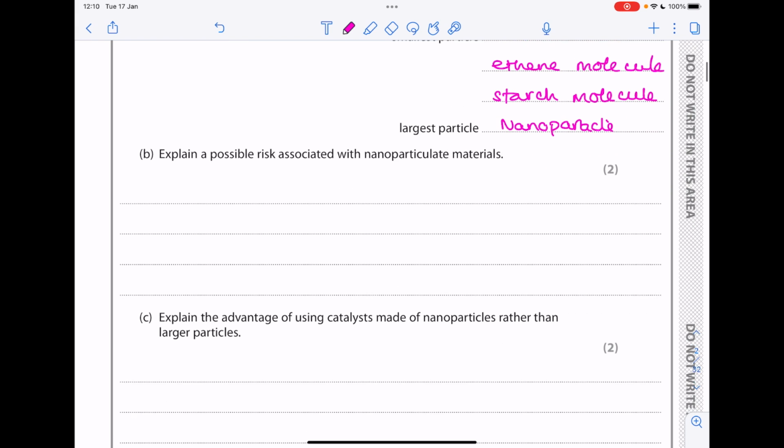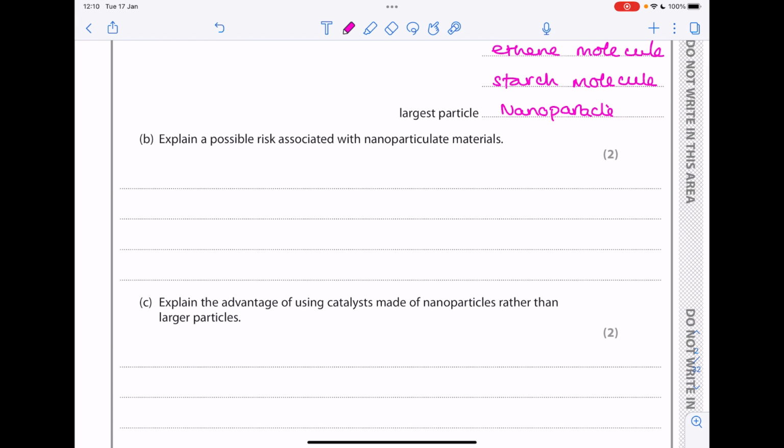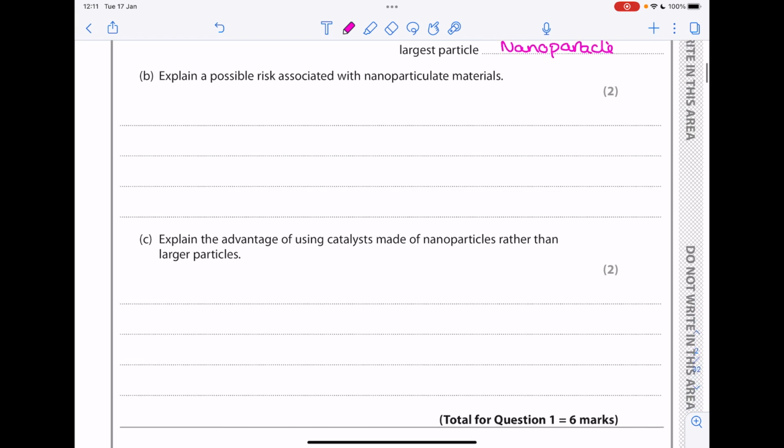Explain a possible risk associated with nanoparticulate materials. Firstly, we don't know what the risks are long term because not enough time has passed. Secondly, we don't know if they could pass through the body and enter our bloodstream and then cause changes to the reactions inside our cells. So that could be potentially very dangerous. So either of those answers is fine.